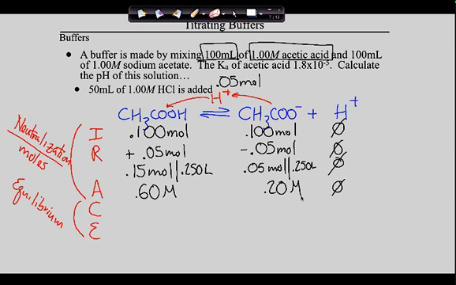So what do we do? This is just like the good old days. Minus x, plus x, plus x. This would be 0.60 minus x. This would be 0.20 plus x. And this would be x. How are we doing?